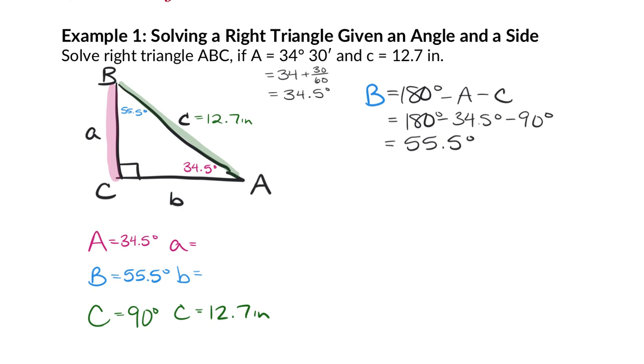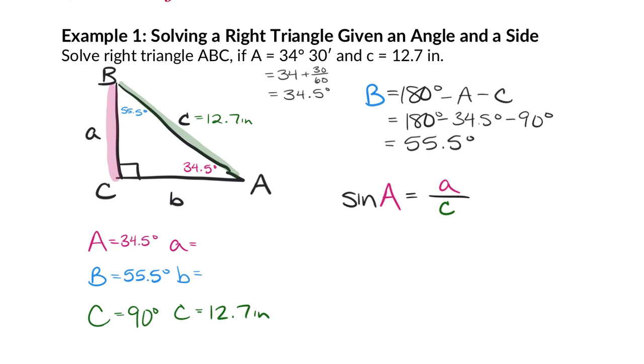Compared to the pink angle right here, is the little a opposite or adjacent? Opposite. We know the hypotenuse. So which trig function uses opposite and hypotenuse? Sine. So we can set up a sine of big A should be equal to little a over c. That's the opposite over the hypotenuse.